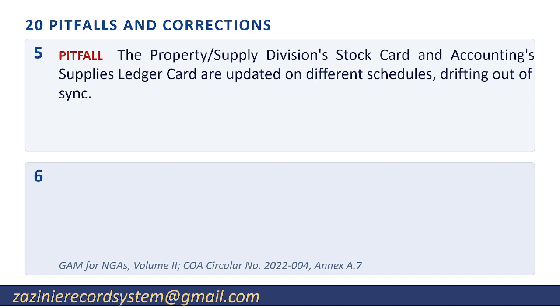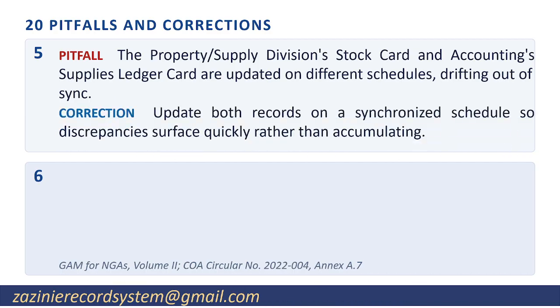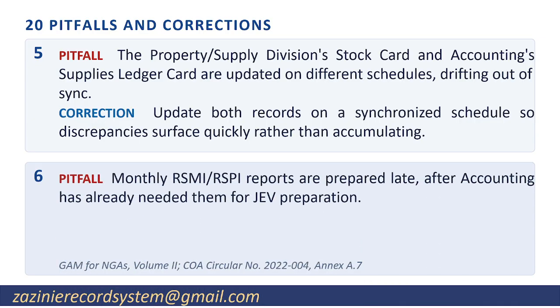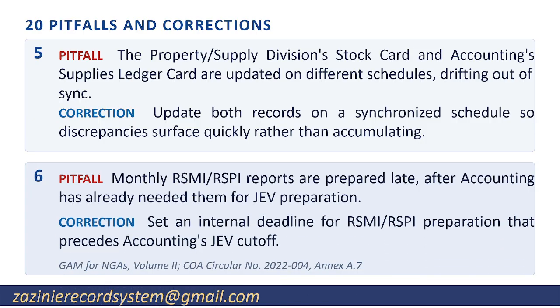20 pitfalls and corrections. Number 5. Pitfall. The property or supply division's stock card and accounting supplies ledger card are updated on different schedules, drifting out of sync. Correction. Update both records on a synchronized schedule so discrepancies surface quickly rather than accumulating. Number 6. Pitfall. Monthly RSMI, RSPI reports are prepared late, after accounting has already needed them for JEV preparation. Correction. Set an internal deadline for RSMI, RSPI preparation that precedes accounting's JEV cutoff. Next slide.